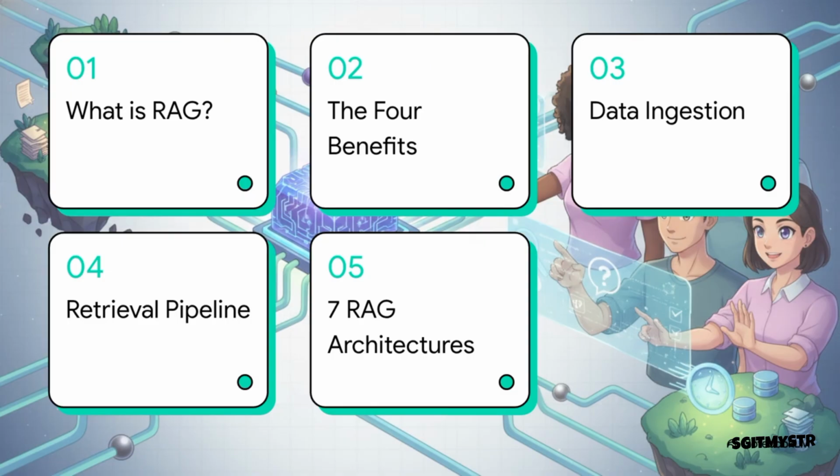So, here is our roadmap for this explainer today. We're going to cover: 1. What RAG actually is. 2. The 4 key benefits. 3. The data ingestion pipeline. 4. The retrieval and generation pipeline. And finally, number 5, we'll look at 7 distinct RAG architectures. Lots of ground to cover, so let's get right into it.